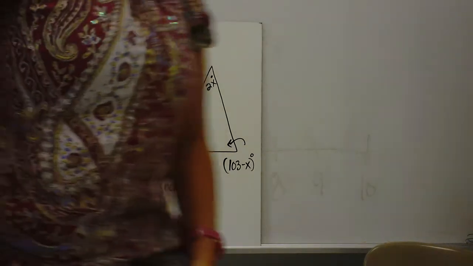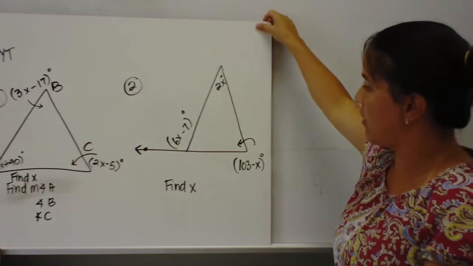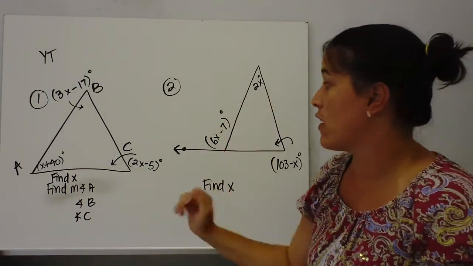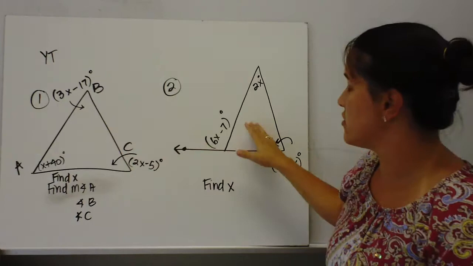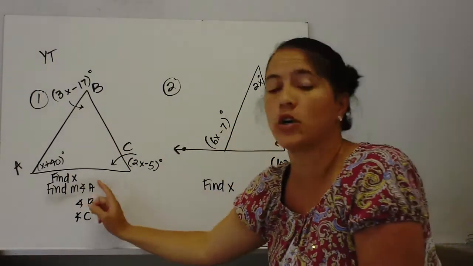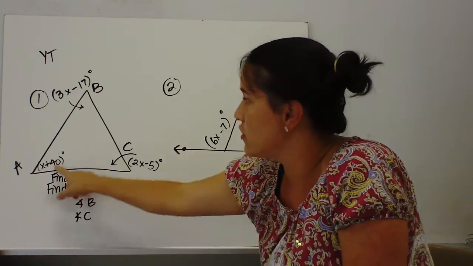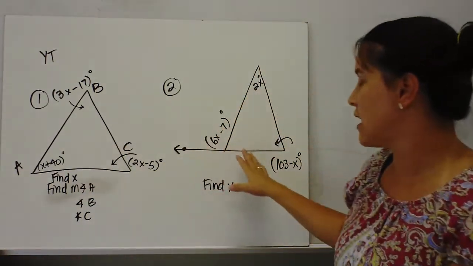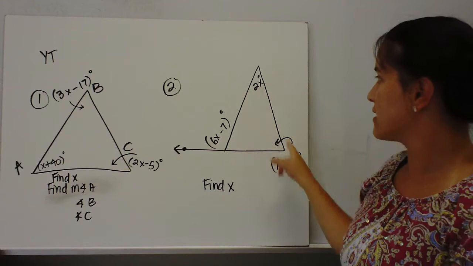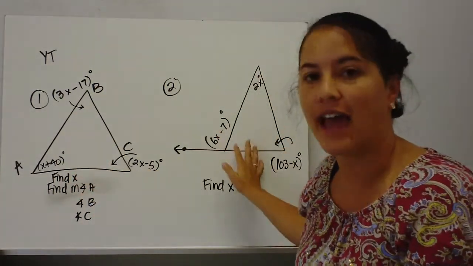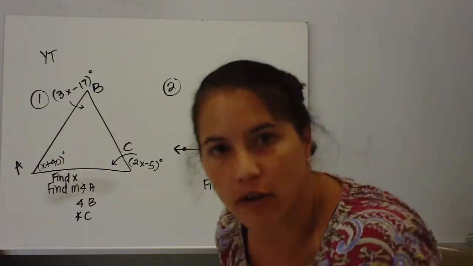Alright, so the last one is one I want you to try on your own. And they use both of the theorems. I believe this uses theorem 1, this uses theorem 2. So the first one, I want you to find x and the measure of A, B, and C using what you know. And example 2, I want you to just find x using what you know about the triangle angle sum and the exterior angle theorem. And we'll go over this tomorrow.